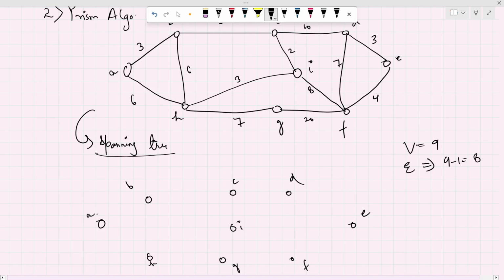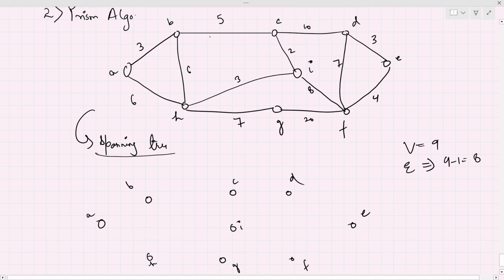Okay, so let's say we start from A. Now we are starting from A. So where do we get a minimum weight? From A to B, you can see that the weight is 3, and from A to H, the weight is 6. So which side do you select? Definitely you select A to B, which is 3. Where we get a minimum weight, we draw that. Now you can move from B to somewhere else. You cannot break the B path and start connecting C or D or I.